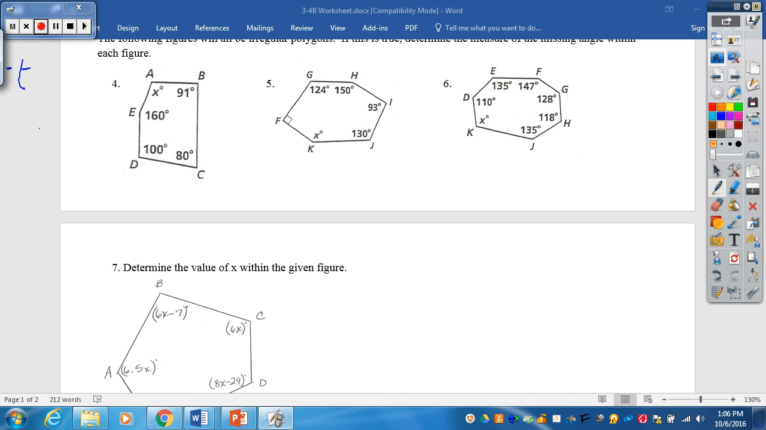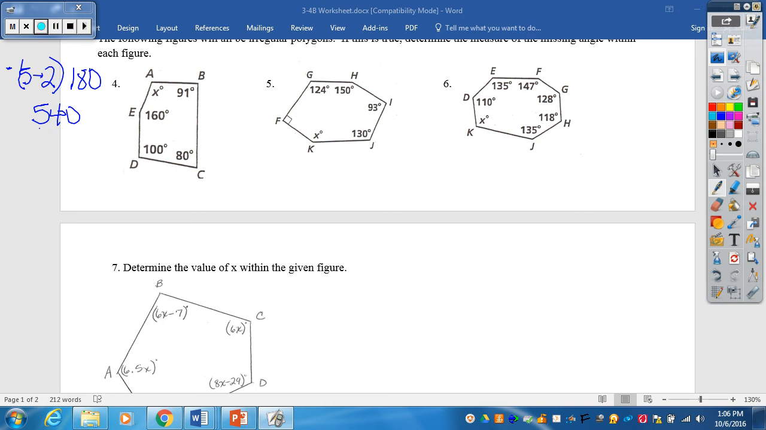Again, this is a pentagon. 5 minus 2 times 180. Okay? Now, as I mentioned a moment ago, the sum of those interior angles is going to be 540 degrees. Okay? Now, how does that help us out?